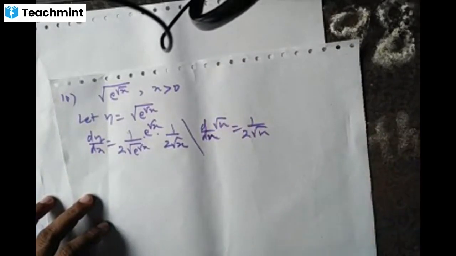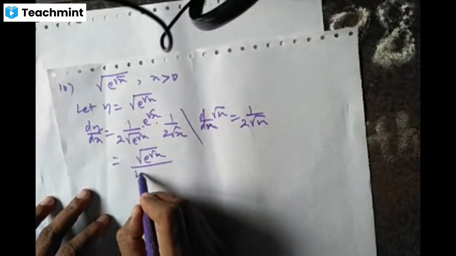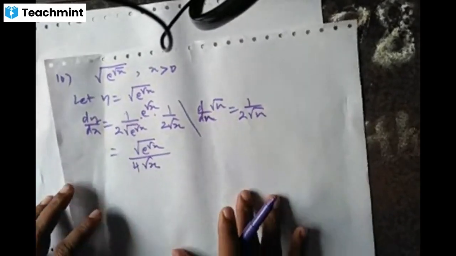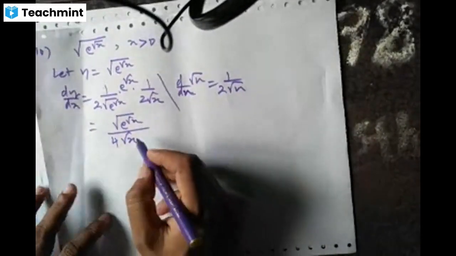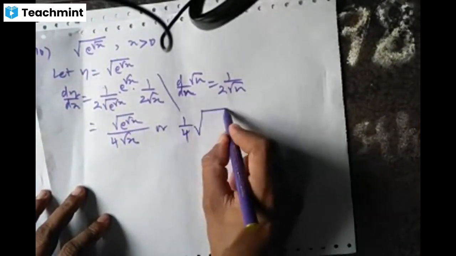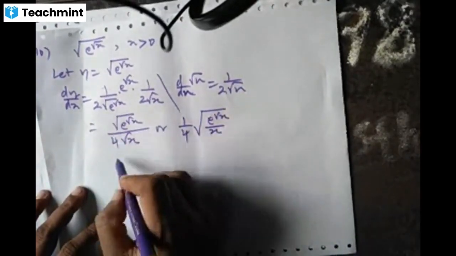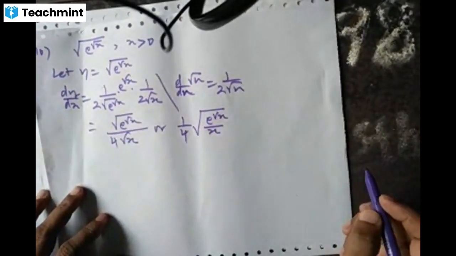Okay. So further, if you want, you can simplify it. Here we have e^(root x), here we have square root of e^(root x). So it becomes square root of e^(root x) in the denominator, 2 into 2, 4 root x. Correct? Or it can also be written like this, 1 by 4 into square root of e^(root x) by x. I have taken the square root for both numerator and denominator. Okay.